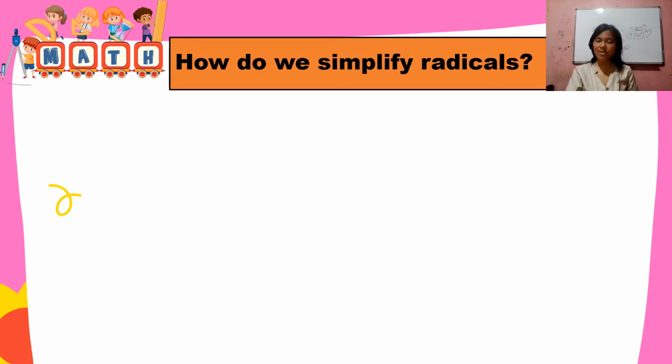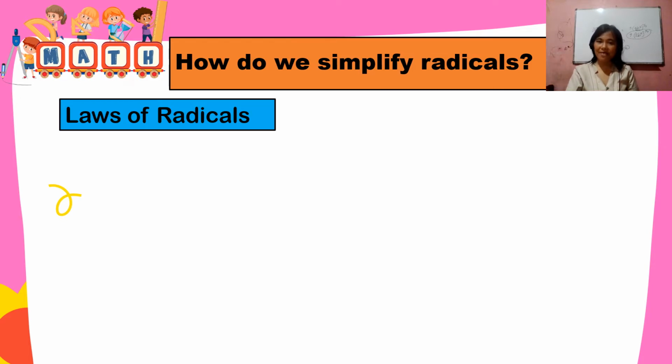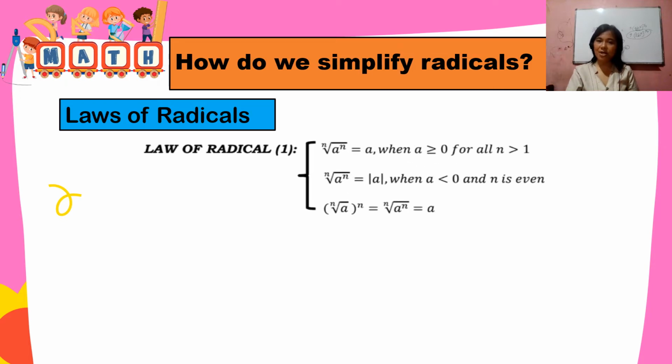Okay, so how do we simplify radicals? Ito yon. Meron pa tayong isa na kailangan natin gamitin bukod sa dun sa perfect squares, perfect cubes, meron pa. And ito yung tinatawag nating laws of radicals. Okay, first law is, ito yon.